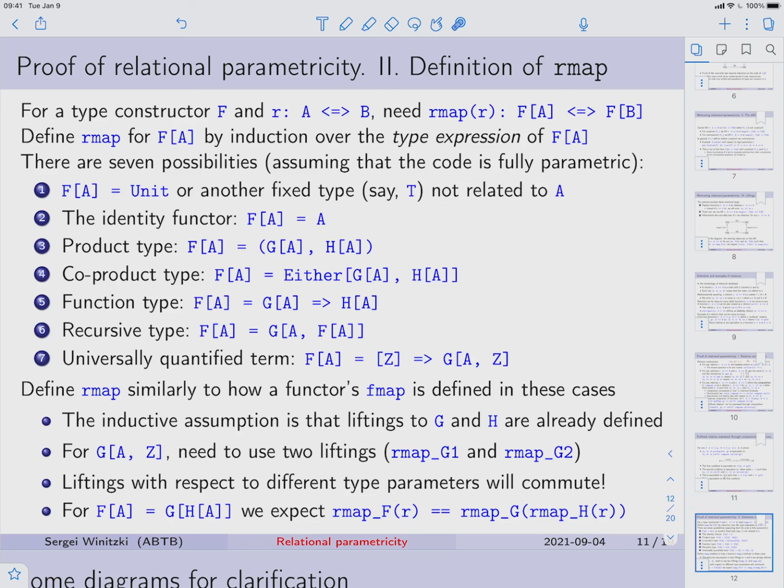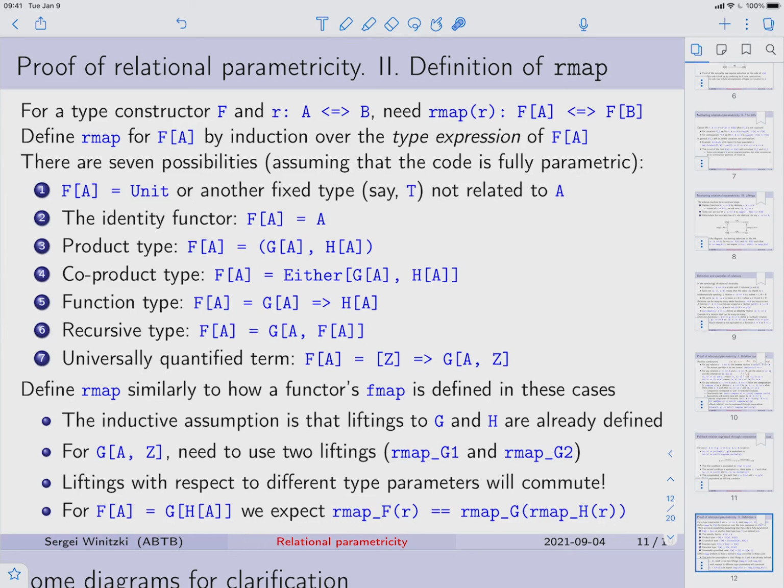So now, how do we define the lifting of an arbitrary relation to an arbitrary type constructor? Well, obviously not to an arbitrary type constructor, but to a type constructor that is defined using one of these 7 cases. And in each of these cases, we need to define rmap. So similarly to how a functor defines fmap, it's very similar to what is allowed to define fmap.